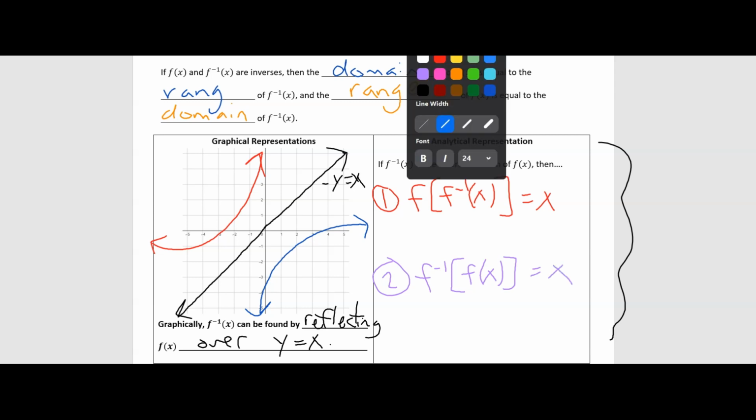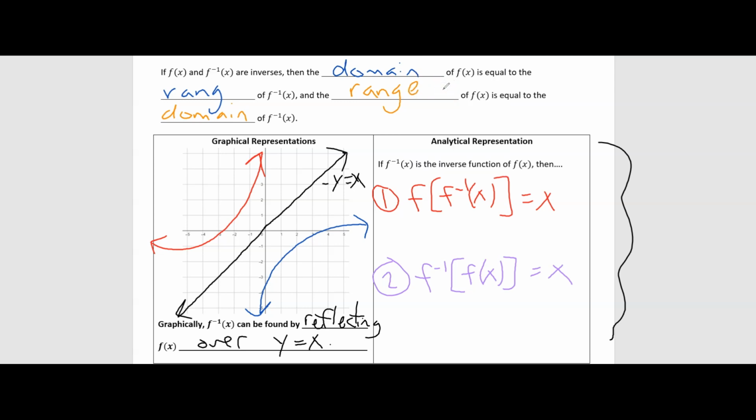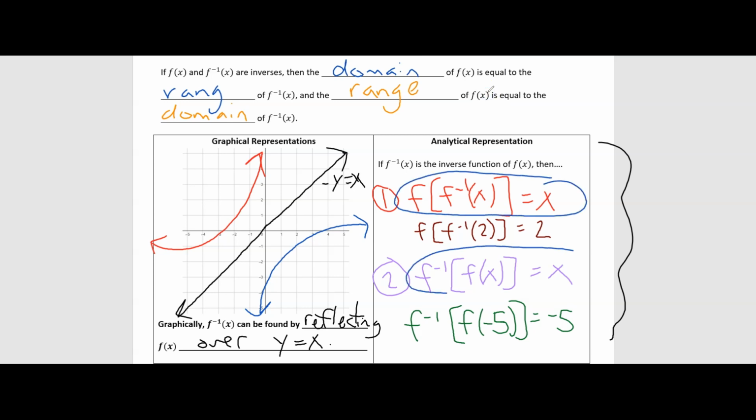So again, just a quick example here, what this would look like would be if I had something like f of f inverse of 2, that's always going to be equal to 2. And then down here, if I had f inverse of f of -5, that's going to be equal to -5. So again, these two relationships right here, both of them would be important to know.